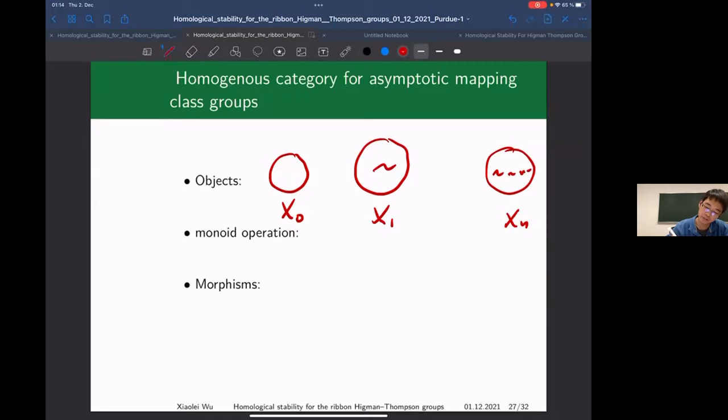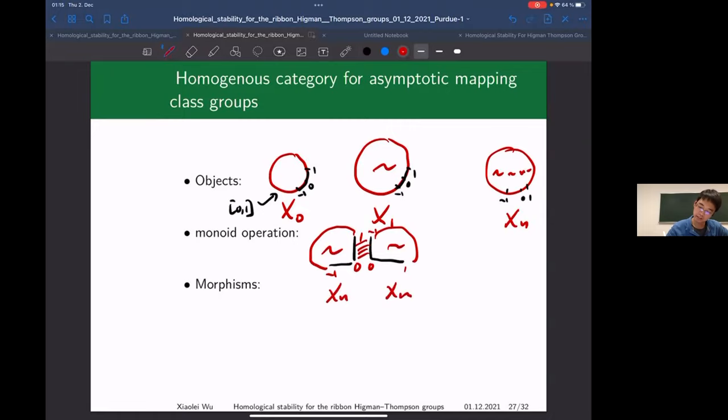And to do the monoid operation, you have to put in a parameterization of a small interval in the boundary. So this goes to the boundary, and that tells you negative 0, 1. And the monoid operation is just exactly doing boundary sum using this parameterization of the boundary. So this is 0, 1, negative 1, 0, and negative 1, 1. And by identifying these two intervals, so this is Xn, this is Xn, you are getting X of n plus n.